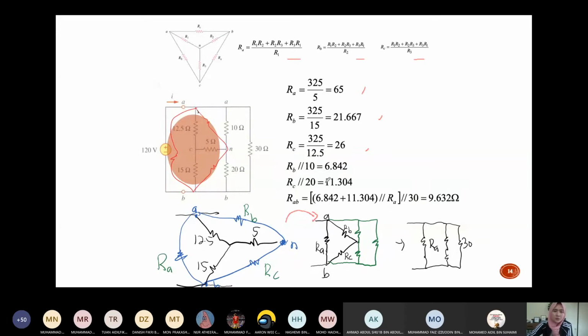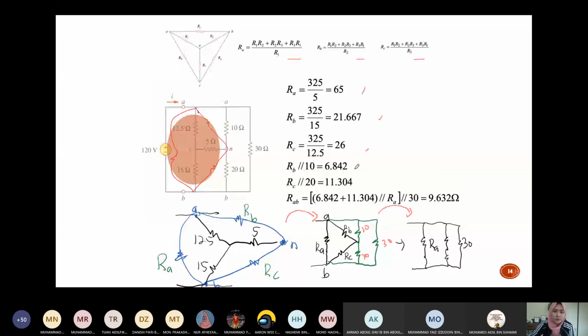So now from node A over here, I have RA. Over here I have RB. And over here I have RC. After we convert to a delta network, then only we can simplify the circuit. Then only we can calculate the R equivalent. If you look at this circuit, this is 10, this is 20, this is 30.